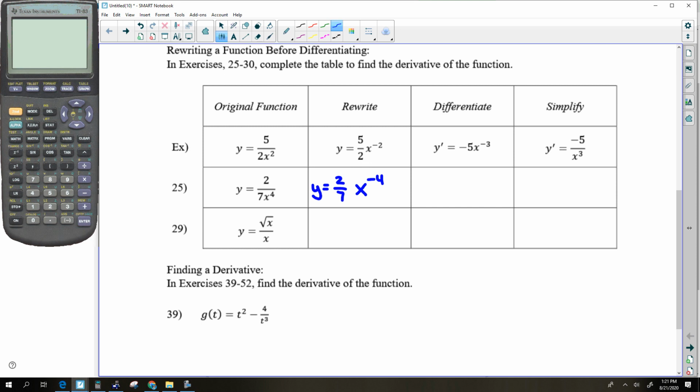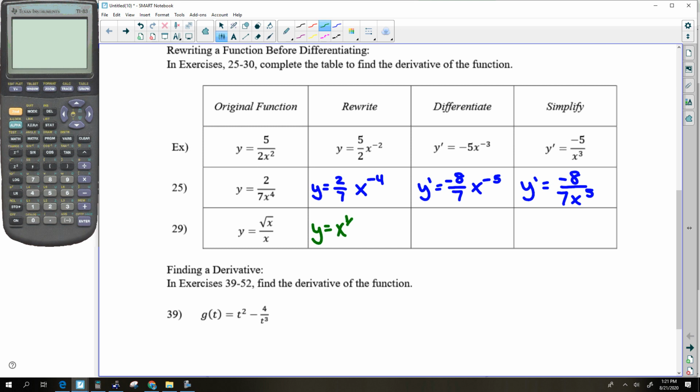Okay, multiply it down. So that is going to be what? Negative 8/7, x to the negative 5. Then put it back into the fraction looking kind of thing. That's negative 8 over 7x to the 5th. All right.